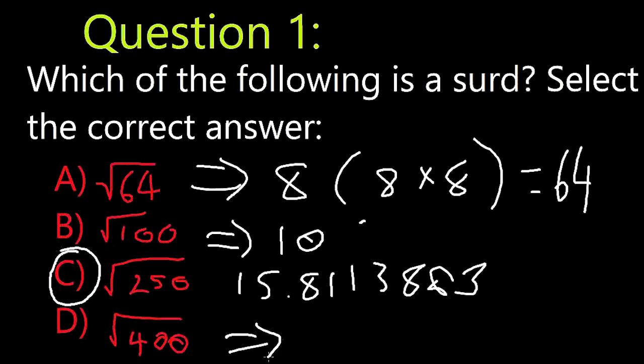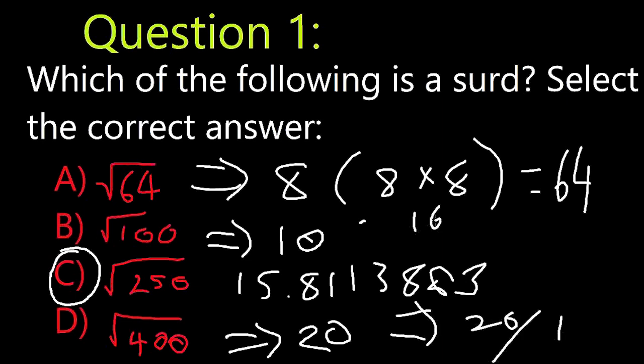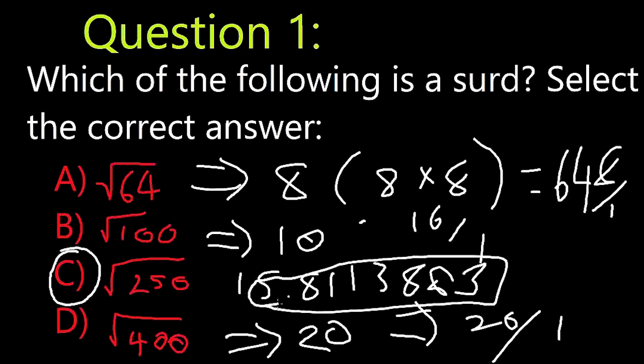Now just to make sure, we'll do D in case, so we'll put root 400 into our calculators as well, and we can see that that is 20. So again, each of these can be written as a fraction: 20 over 1, 10 over 1, and 8 over 1. Whereas this is very tricky. The only way to represent it properly is with the surd, root 250.